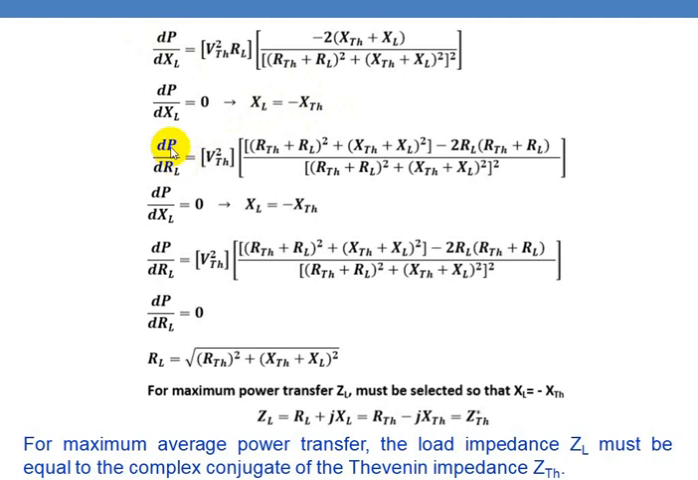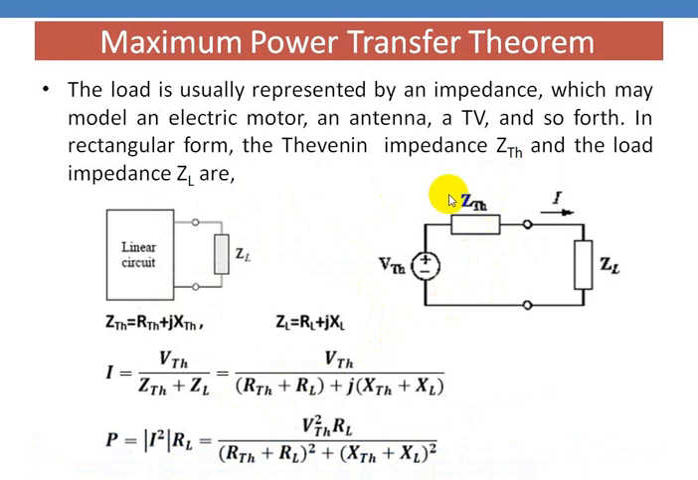Similarly, you differentiate power with respect to RL and equate it to 0. So in this case, you will get XL equal to minus XTH. So now the RL we will get as under the root of RTH square plus (XTH plus XL) square. Maximum power to be transferred from this source circuit to this load impedance.